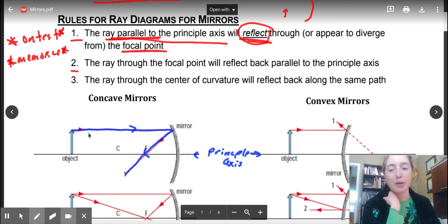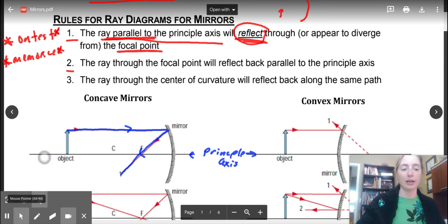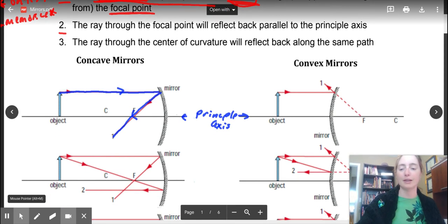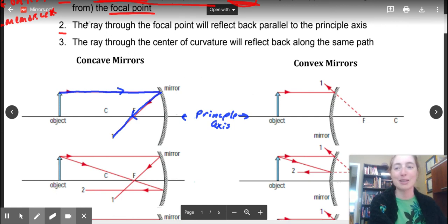Any rays that are parallel in your concave mirror here are going to reflect back right through that focal point. Okay, so I just need to scroll over a little bit and up so I don't have to write on my face. There we go. For this one, I'm still going to use blue to represent our rule number one.